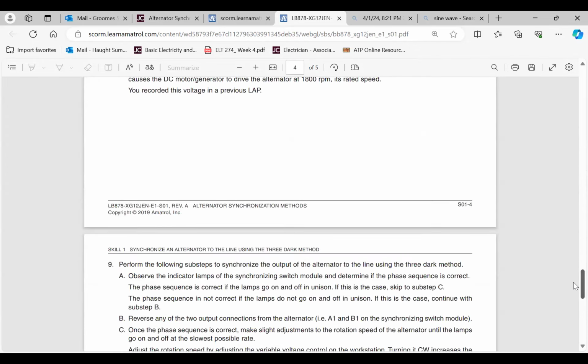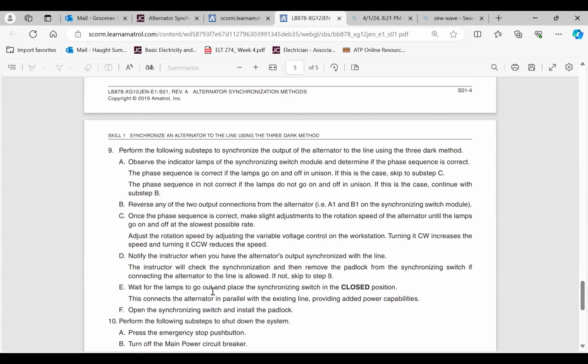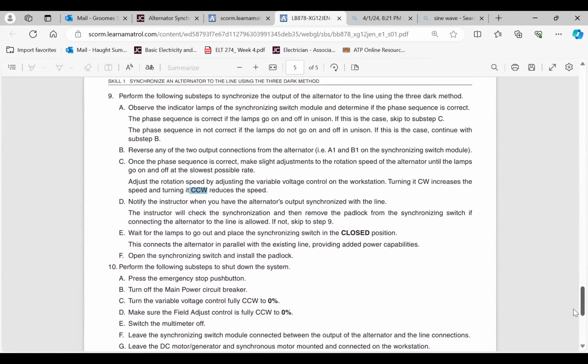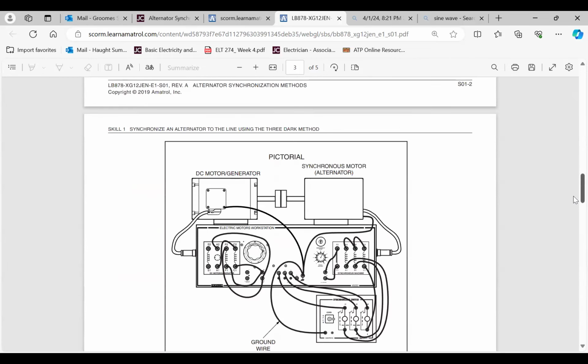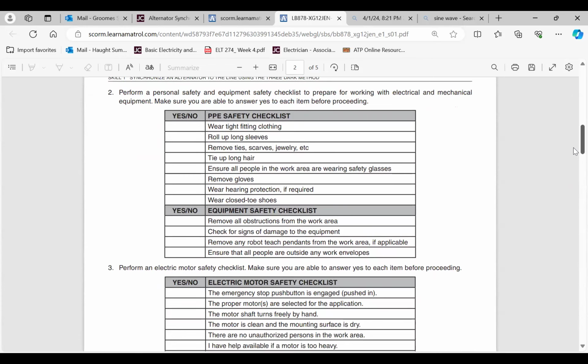And then the other important thing I wanted to touch on, when you read through this, you'll see a couple times it says CCW. This just stands for counterclockwise. So if you ever see that, that's what it means. So it's having you turn the dials counterclockwise to 0%. That's what that means. You'd just be turning a dial. Of course, you don't do that online.